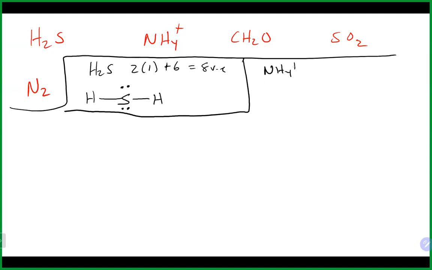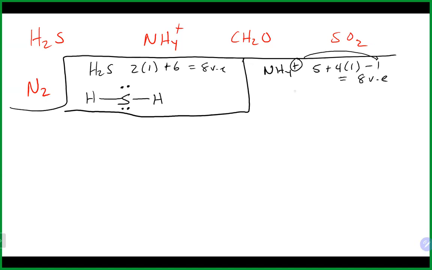Taking a look at NH4 plus. Once again, we have nitrogen, which is 5, and 4 hydrogens, each at 1. With a positive charge, that means it has lost an electron, so we need to subtract that from our total. We'll go with -1, and that's going to give us 9 minus 1, which is 8 valence electrons.